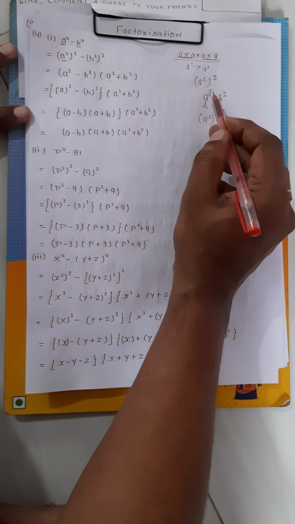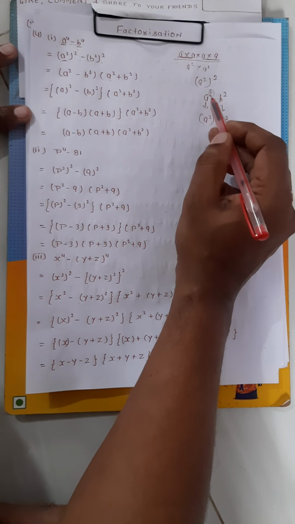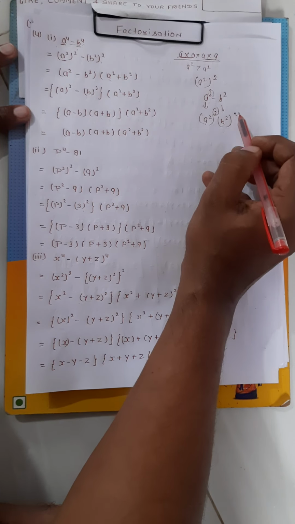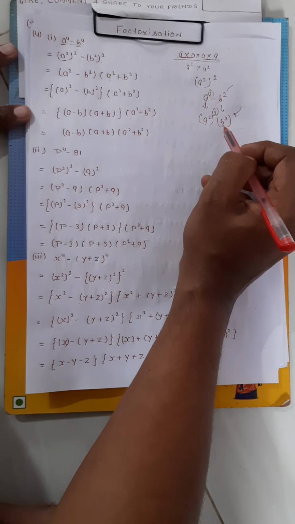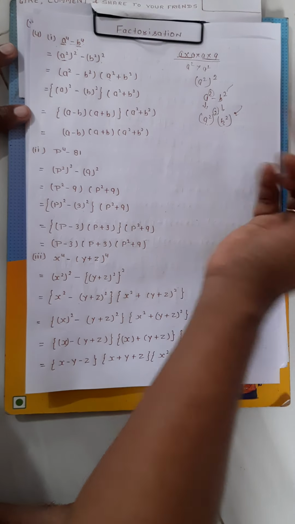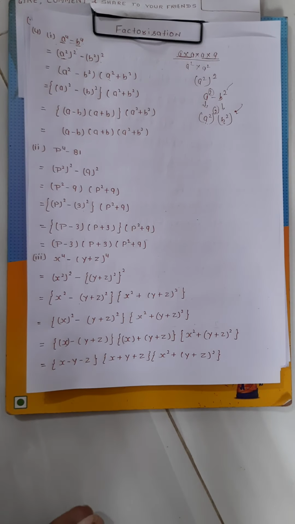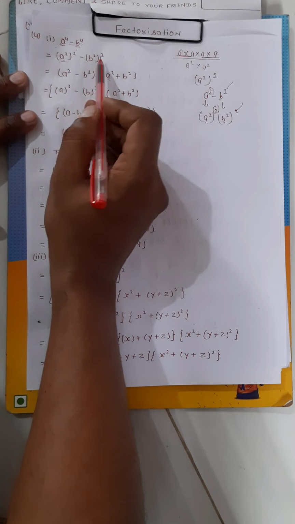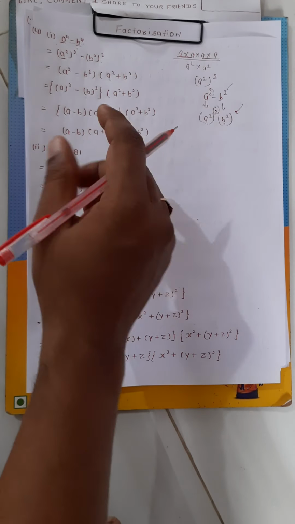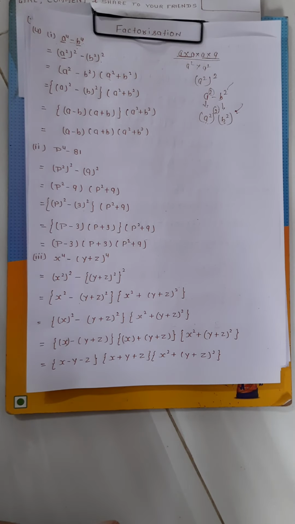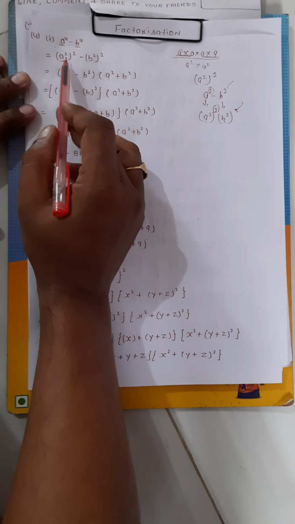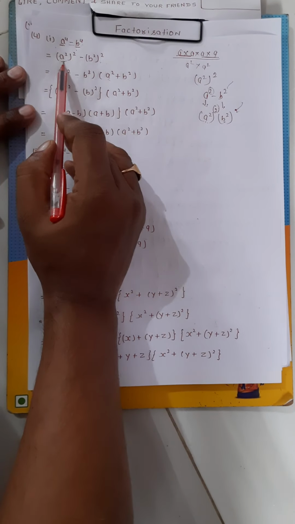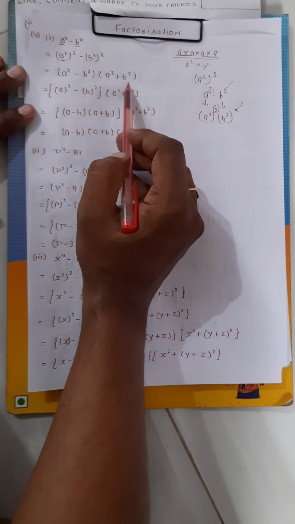So if you leave this square, then what will happen? The value of a is a square and the value of b is b square. Okay, if you leave the square, then what is the value of b? b square, and what is the value of a? a square. That means it comes in the form of a square minus b square. Okay, so now we can take its formula. What is this formula? a square minus b square means (a minus b)(a plus b). That means (a square minus b square) and (a square plus b square) will come.